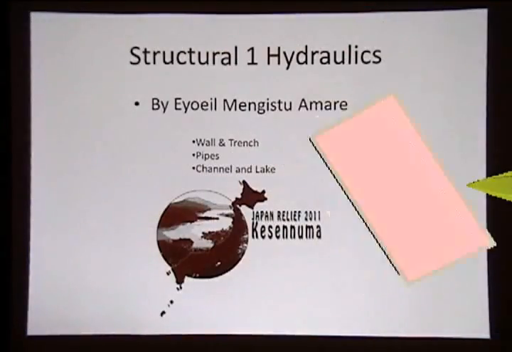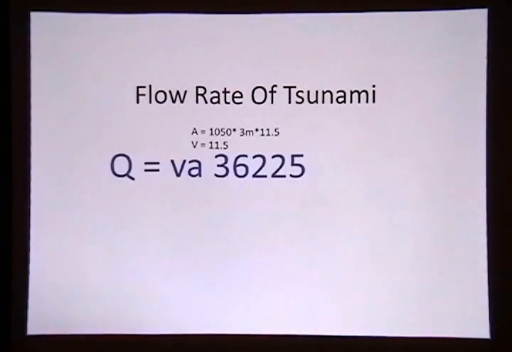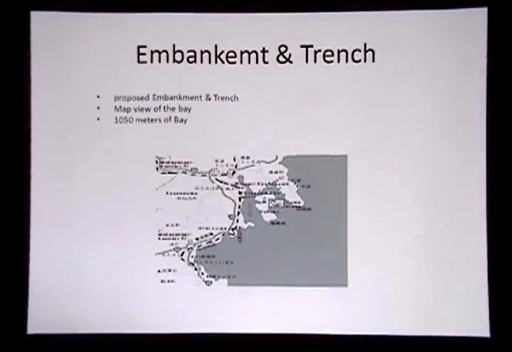My name is Iwo Mengistu Amara, and this is the structural hydraulic analysis of our project. This will include walls, trenches, pipes, channels, and lakes. The flow rate that we have calculated for this project is 36,000 cubic meters per second. And this is the way we calculated it.